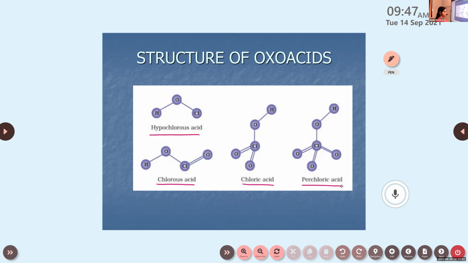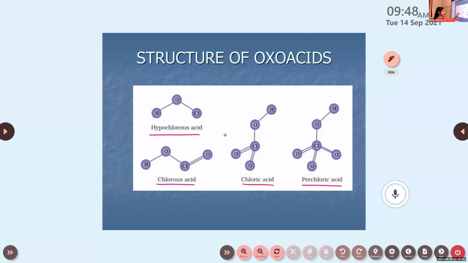Okay. There is only a small difference between the structures. When you look at the first and second, hypochlorous and chlorous acid, in the case of chlorous acid, there is one more oxygen atom, right? It is attached to chlorine with a double bond. If you draw one more oxygen atom with a double bond on hypochlorous acid, it will be chlorous acid.